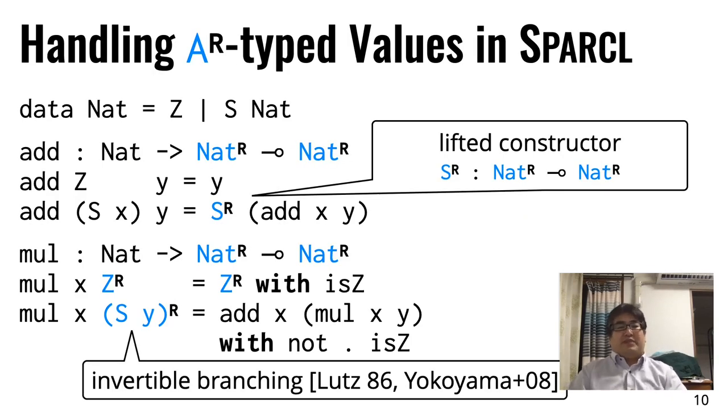Let us start with a very simple example to explain programming basics in Sparcl. Sparcl is a linear-typed higher-order functional programming language. The only special thing is that it has invertible types. Here we explain how we handle values of invertible types.